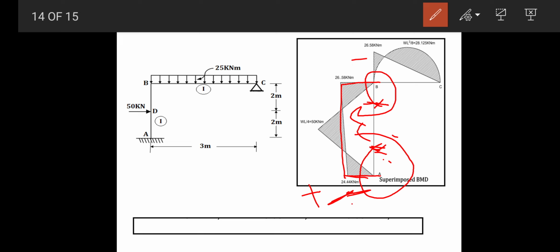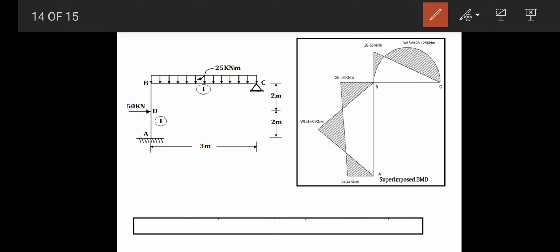Then the next is the BC beam. The value is 26.58 kilonewton meter for B, and the sign is positive, so you have to keep your pen close to B on BC and rotate in an anti-clockwise sense. After one rotation, the arrow is coming up, so show it up, and at C there is a hinge support, so the moment will be 0, so you will get a triangular shape.